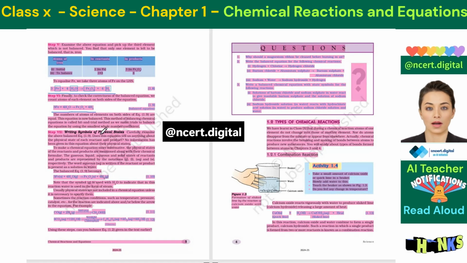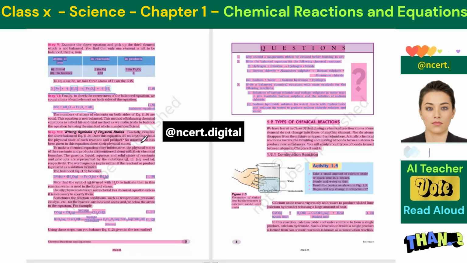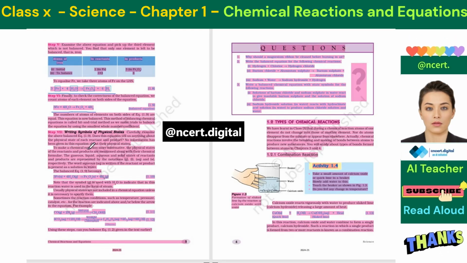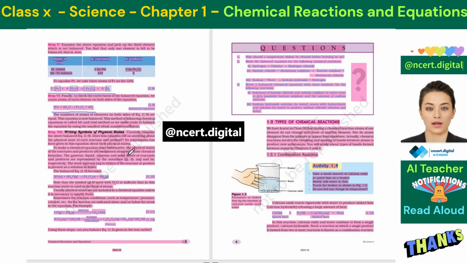Step 7. Writing symbols of physical states. Carefully examine the above balanced equation, 1.9. Does this equation tell us anything about the physical state of each reactant and product? No information has been given in this equation about their physical states. To make a chemical equation more informative, the physical states of the reactants and products are mentioned along with their chemical formulae.